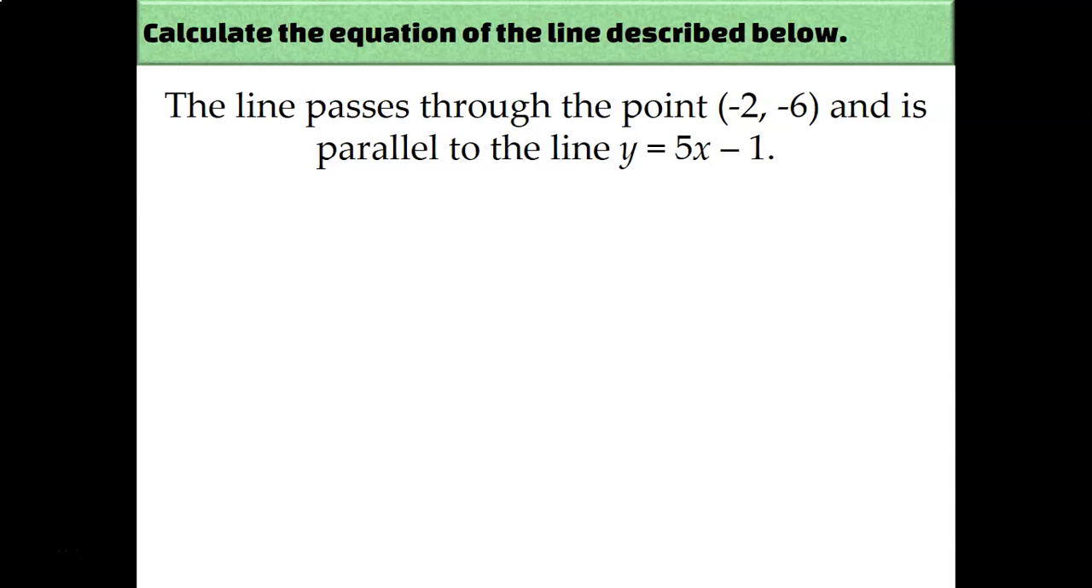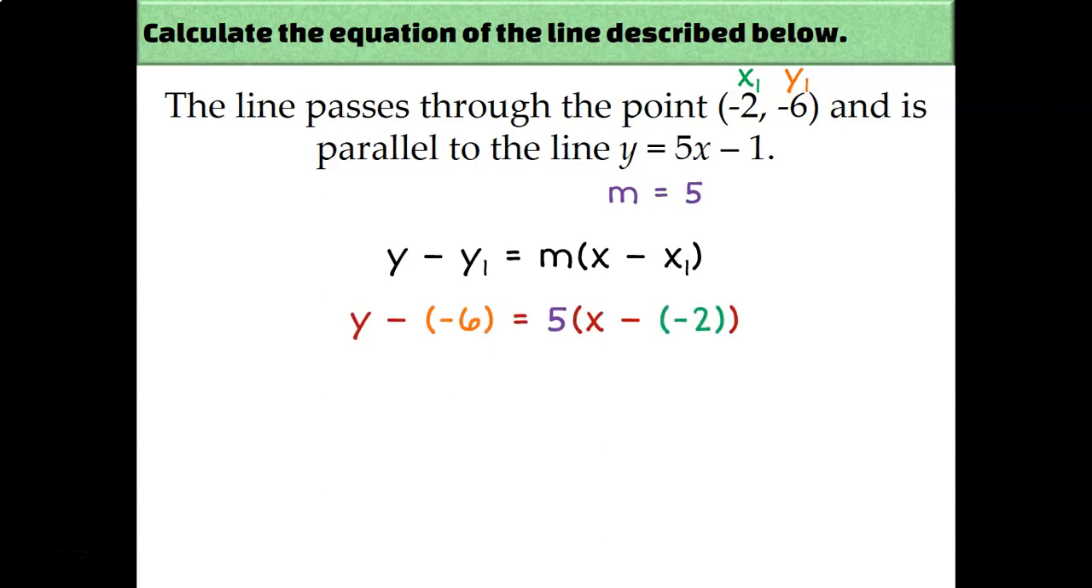So to write this equation, I'm going to have to use point-slope form. In order to use point-slope form, you have to know both a point and a slope. That's why it's called point-slope form. And we know both of those things. We know that the point x1, y1 is negative 2, negative 6, and the slope is 5. So let's plug in our numbers. I have y minus negative 6, feel free to write that as y plus 6, equals 5 times the quantity x minus negative 2, feel free to write that as x plus 2.